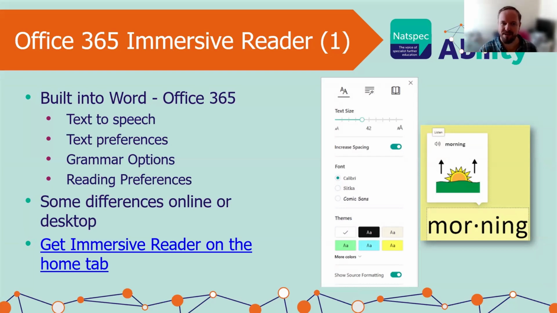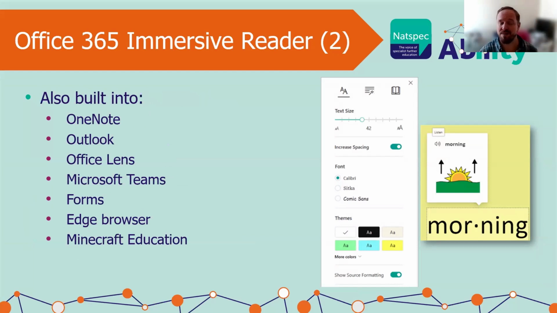That'll look a little bit different if you're using the desktop version of Word, but the same kind of tools will apply. You can get Immersive Reader on the Home tab, and that applies within Word if you're looking not to have to click through and find it. You can actually have it there on your Home tab, and we've got a useful link there that will help you to do that.